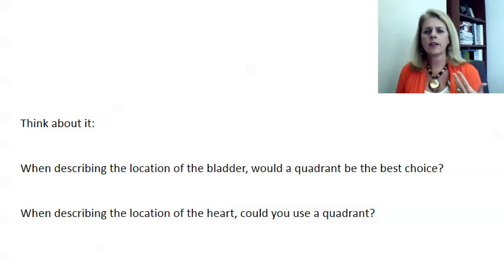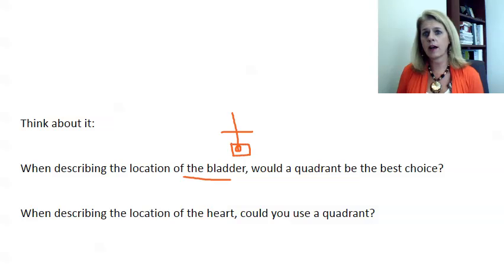Now, think about how you would use these regions and quadrants. Sometimes a quadrant is better to use than a region. For example, if you want to talk about the bladder, would you want to use a quadrant or a region? If you think about the quadrants, the bladder was right here. So it's not really in either quadrant, but it is in the pubic or hypogastric region. So in some cases, it's better to use a region than a quadrant, so you need to know both.